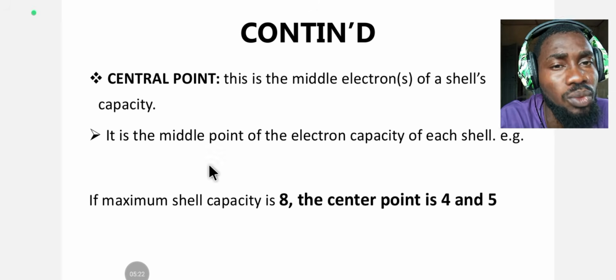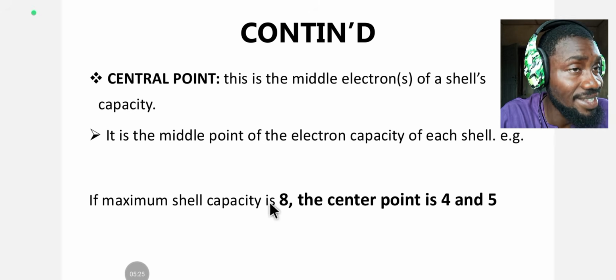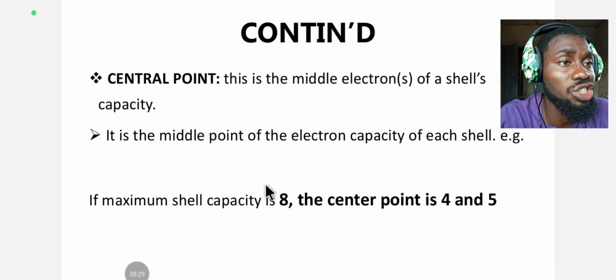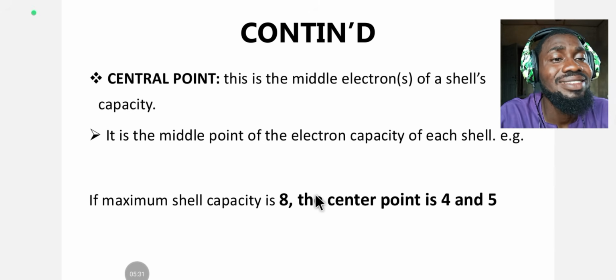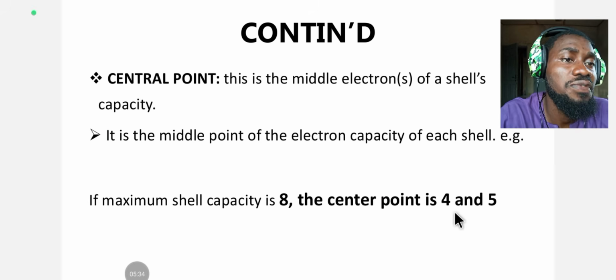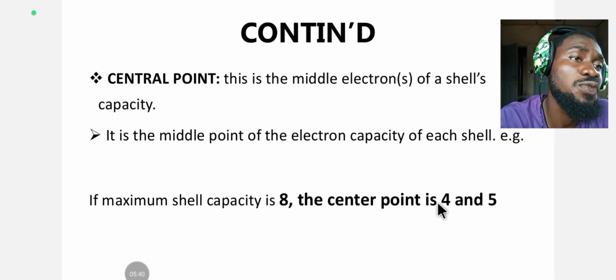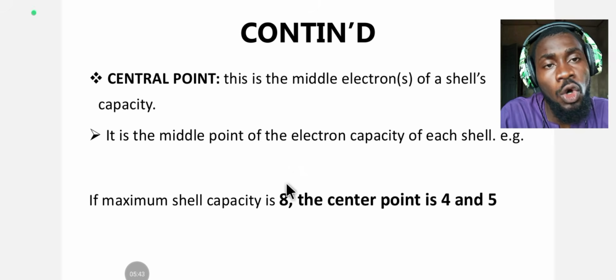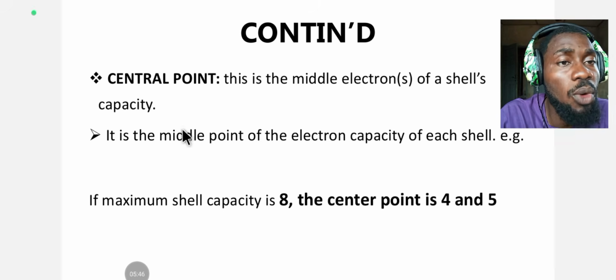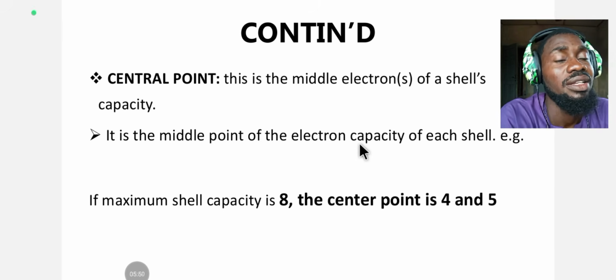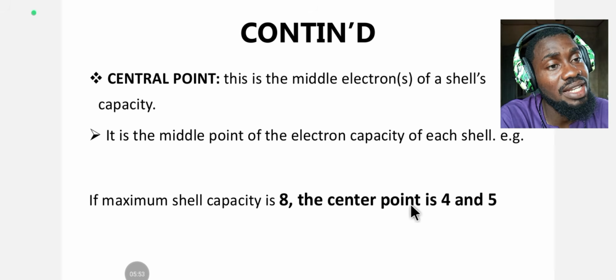For example, 8 is the maximum shell capacity of the second shell. The center point is 4 and 5. So what is the center point of 8? 4 and 5 are both the center points of 8. That's the middle point of the shell capacity.